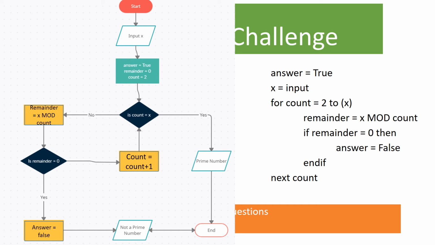It's passed to the yellow box on the left, and it says remainder equals x mod count. If the remainder is equal to 0, we know that the answer is false, so we turn answer to false, and it's not a prime number. Otherwise, we change the value of count, and keep going round until we have completed this.